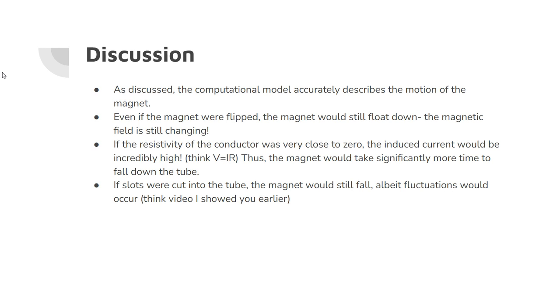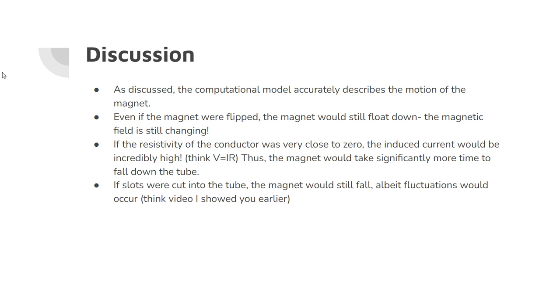Now, if the resistivity of the conductor was close to 0, and that's included in my GlowScript model for aluminum specifically, if the resistivity was drastically decreased, the current would be very, very high, and you've got to think V equals IR for this equation. Thus, if you had such a low resistivity, the magnet would take a very, very long time to fall down the tube.